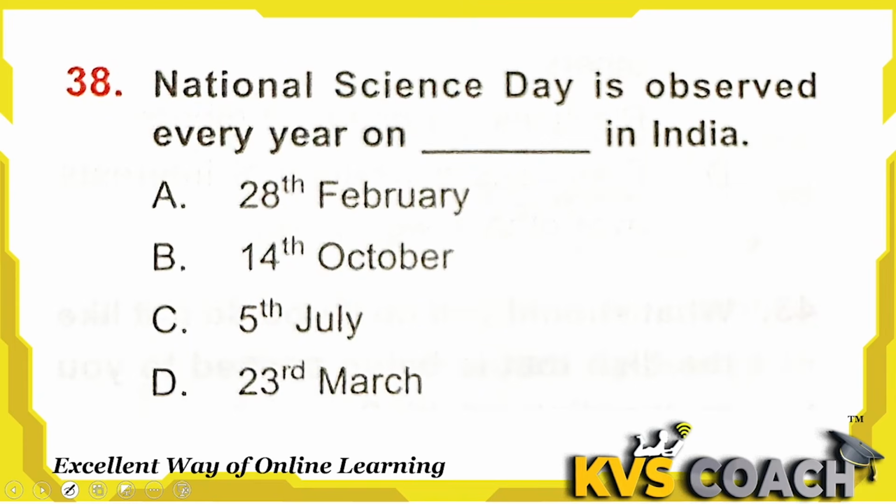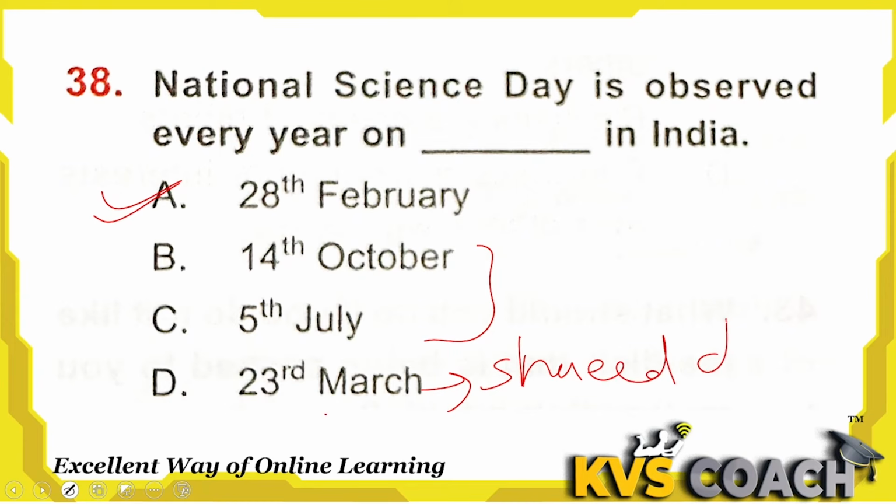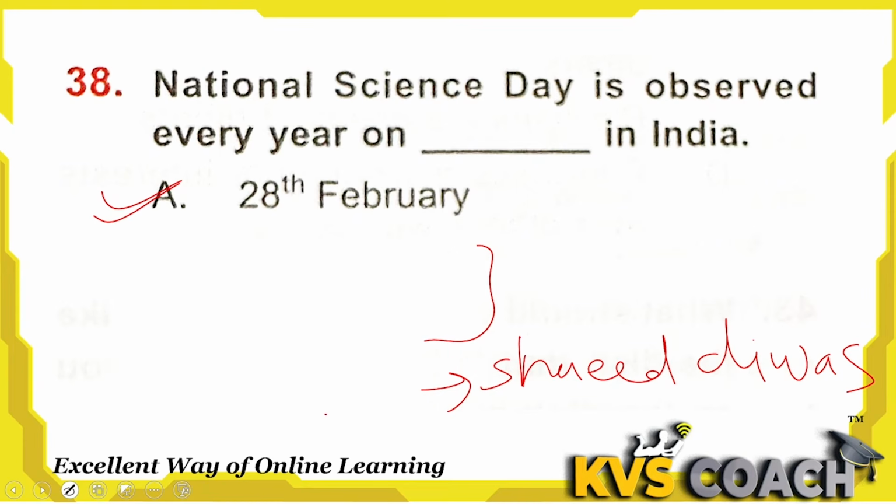Next is, National Science Day is observed every year on 28th February. Option A is the right answer. These are days which we do not celebrate, but 23 March is celebrated as Shaheed Divas, or Martyrs Day. But the right answer for Science Day is option A only.